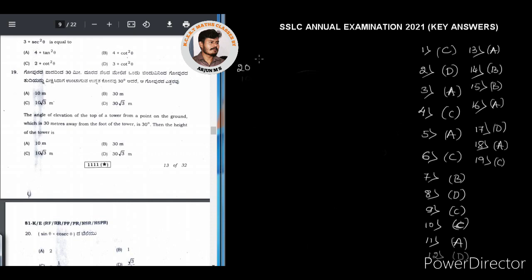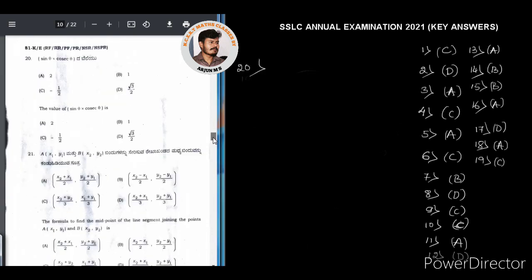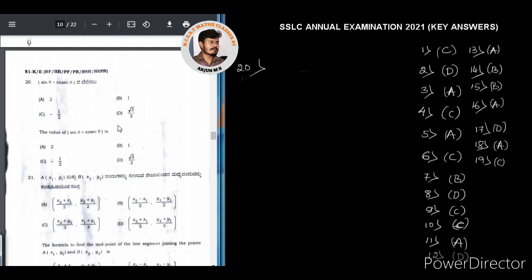So here 20th question. So the value of sin theta into cosecant theta is... we know that the reciprocal ratio of sin theta is cosecant theta. That's why cosecant theta can be written as 1 by sin. Sin gets cancelled out. Here the answer is 1. So that's why option B is correct, because 1 is the answer. So for 20th question, option B is correct.